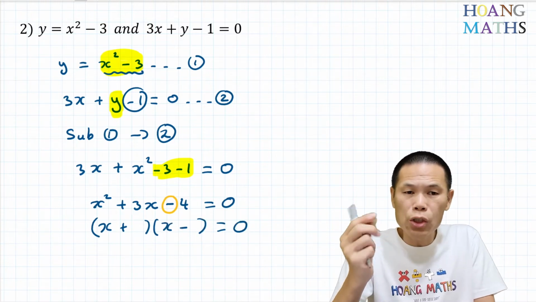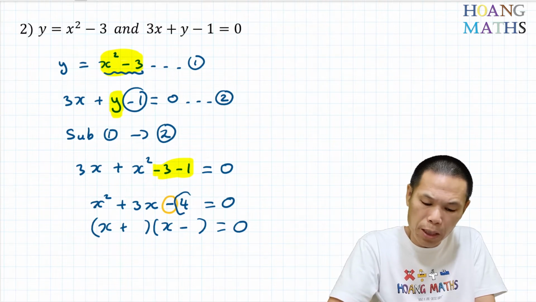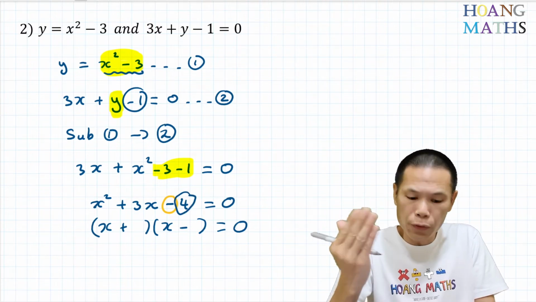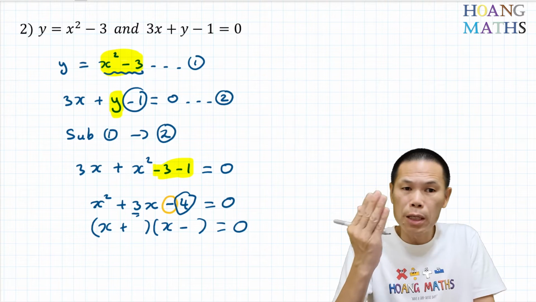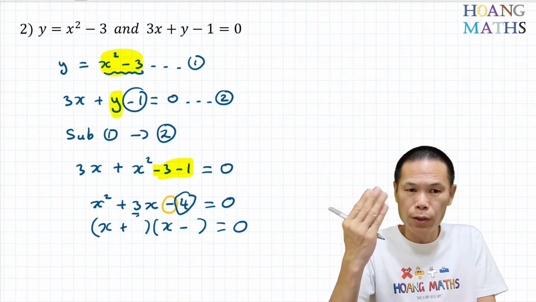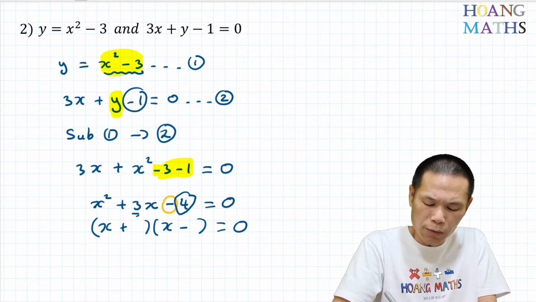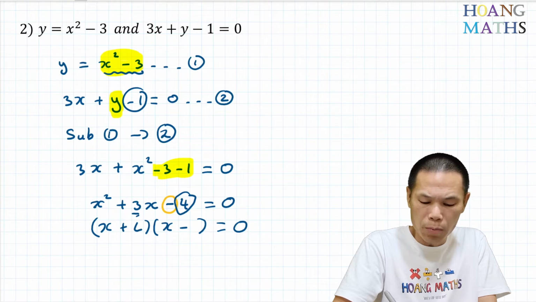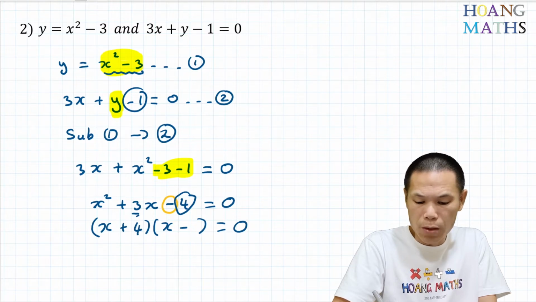We need two numbers that multiply together to give this number here, which is 4, and then the difference is 3. So that means 4 times 1, and the difference is 3. But then it's positive 3, so we need to write the bigger number on the positive side. And that gives me 1.